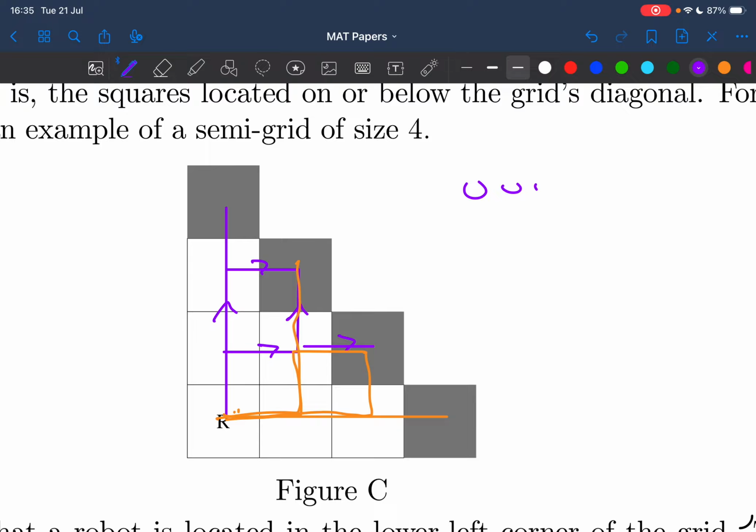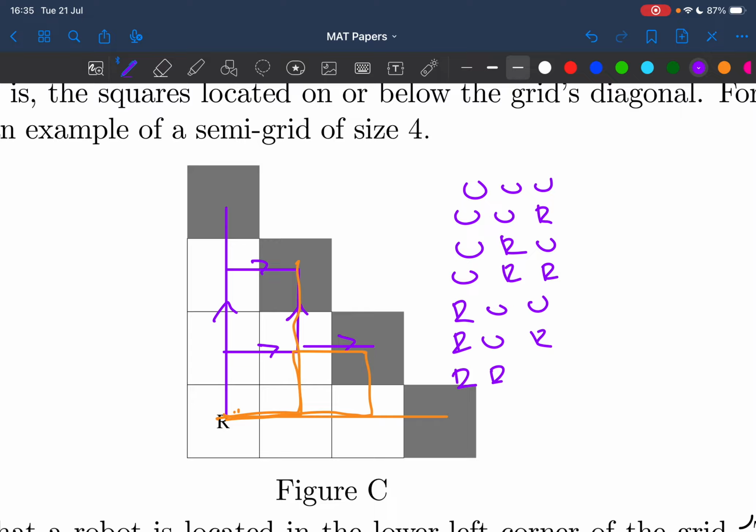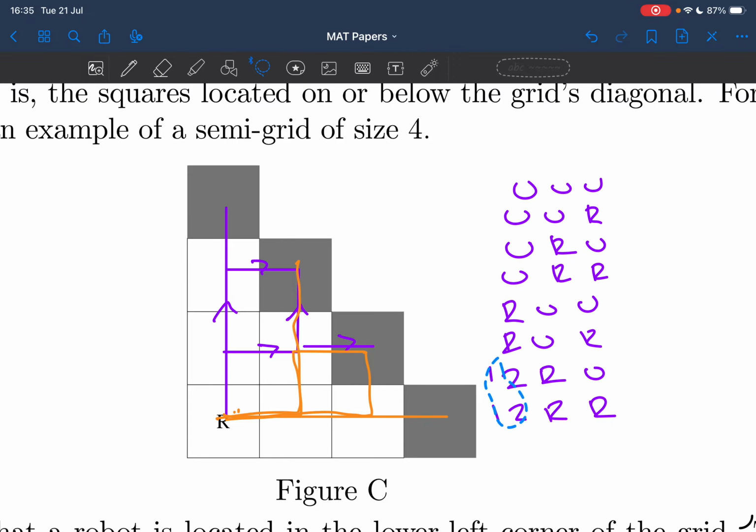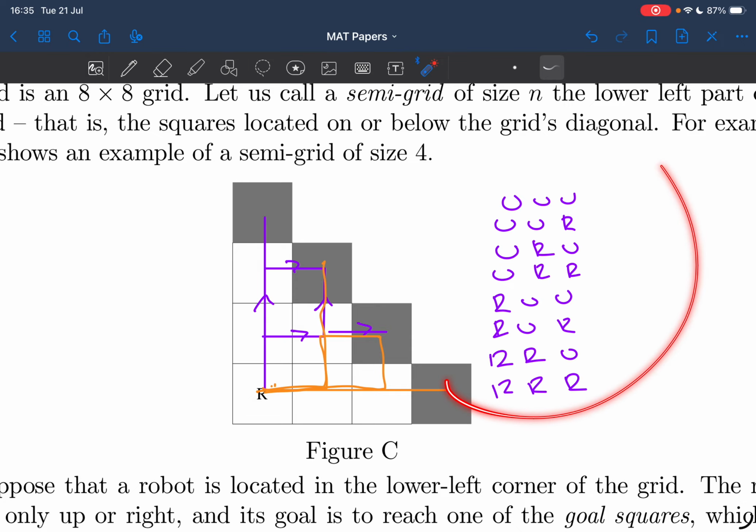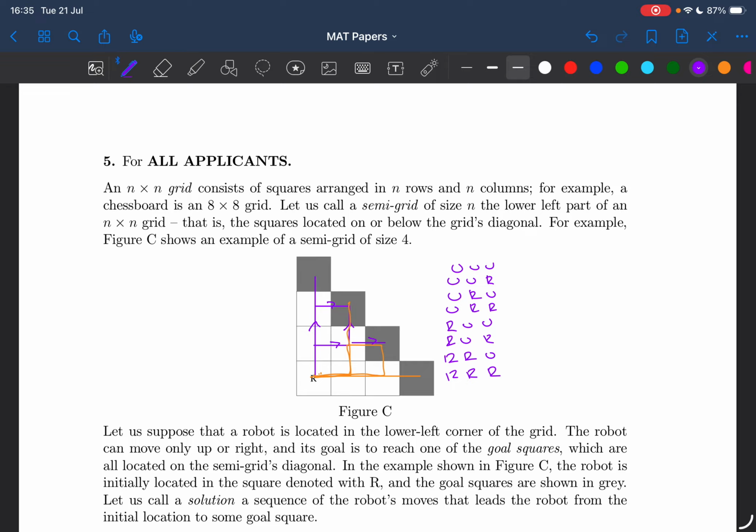So what do we have? Up, up, up. It's going to be up, up, right, up, right, up, up, right, right, and then right, up, right, up, right, right, right, up, right, right, right. And you can see it's all the possibilities. Once we've done 3 steps, because we can only move right and up, where are you going to go? Where else can you end up apart from here? Answer, nowhere. So as long as you do 3 steps, you will end up in one of these goal squares.